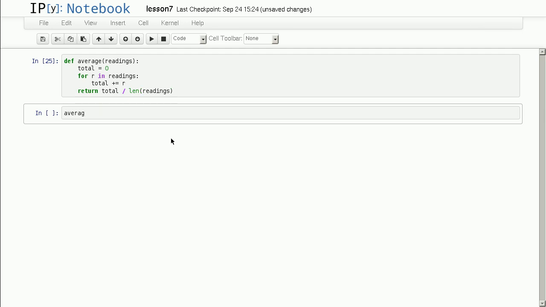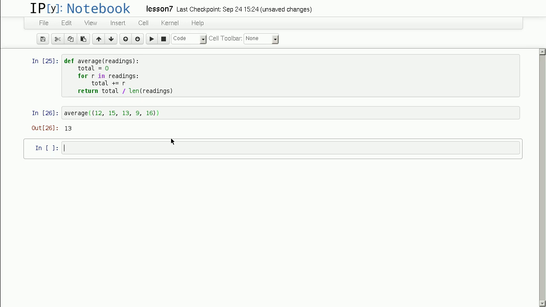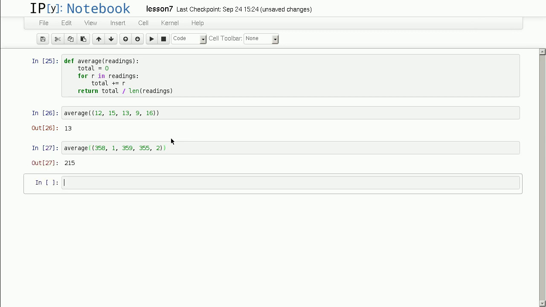If I call this function average, I'll call it with the first list of readings that I told you to try: 12 degrees, 15 degrees, 13 degrees, 9 degrees, and 16 degrees. And the function returns 13. That looks like a pretty good result. Now let's try the second set of readings I asked you to try: 358 degrees, 1 degree, 359 degrees, 355, and 2. And what do we get?